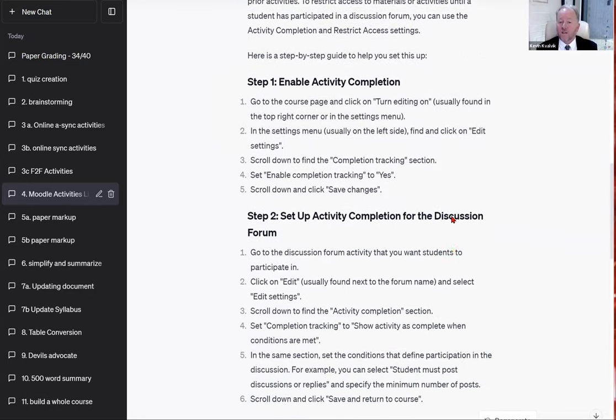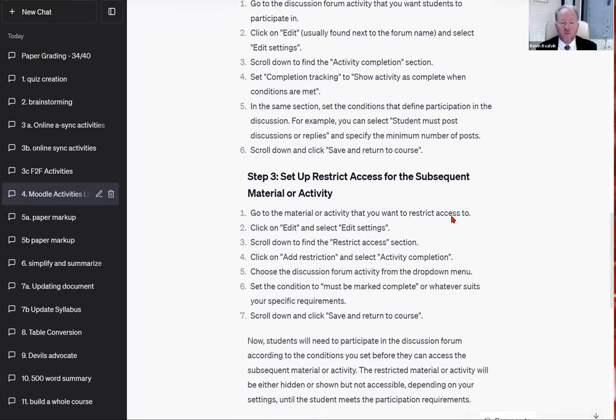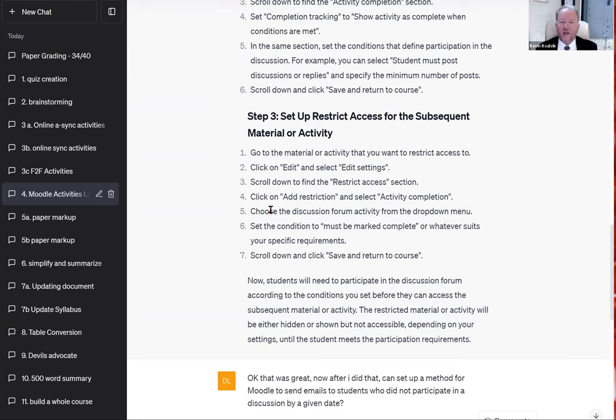And look what it gives me, a step-by-step guide. So this is also just great if you're sort of in the weeds. And when it comes to my courses, you know, you can't reach Jamie, there's a chance that this is going to be correct.